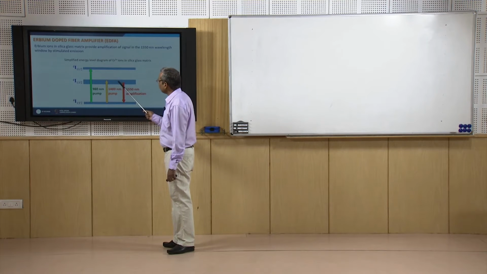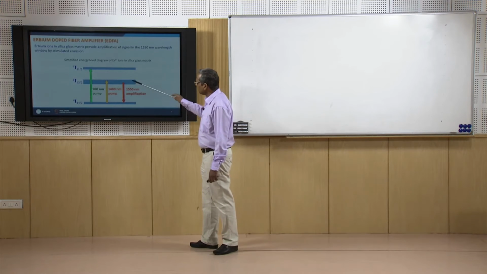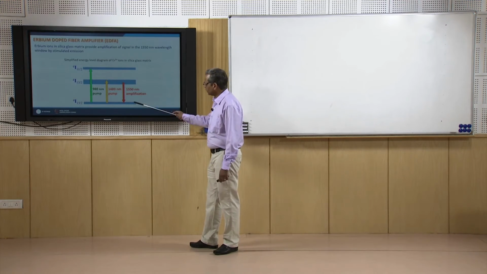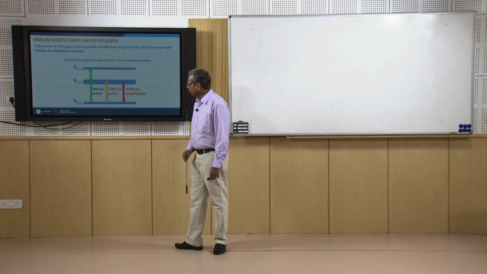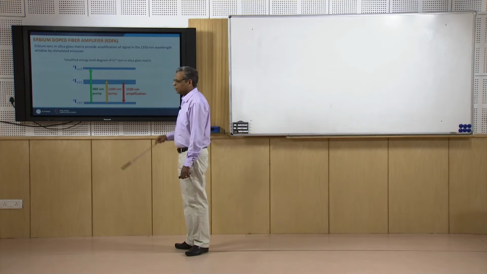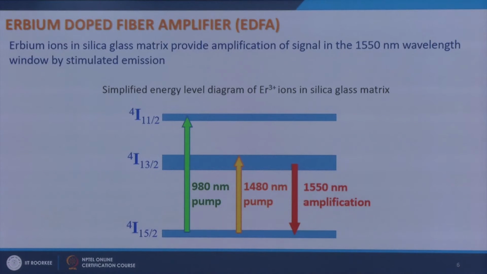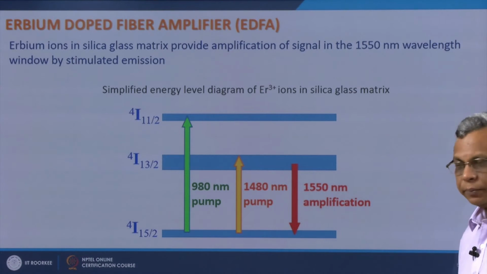Now, if a large number of atoms are available in this state, then they can decay back to this lower state and give you amplification. How? Because this is a metastable state. You will have a spontaneous emission which will have a small fraction, and then you have stimulated emission. This stimulated emission will give rise to amplification of the signal at 1550 nanometer wavelength. You can also populate this level by using a 1480 nanometer pump.